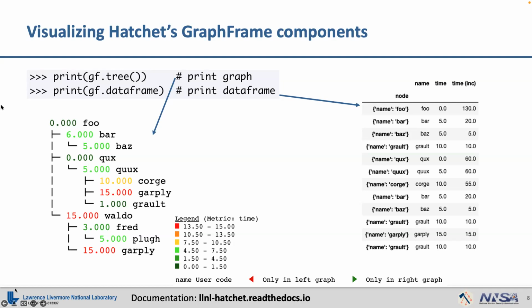And there are new features in our latest Hatchet release for reversing this tree legend because it might not make sense, as well as providing additional color maps if the red-green is not sufficient. And then the data frame component of the graph frame can be printed out by just doing gf.dataframe, and this will print out using native pandas. So this is the HTML display of that particular data frame.